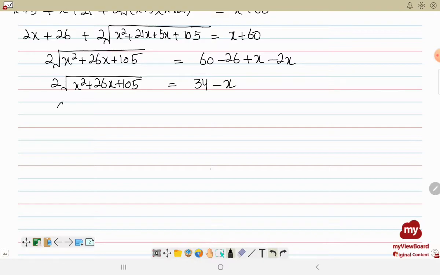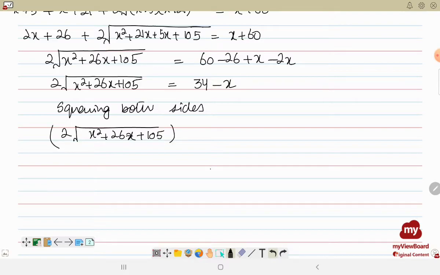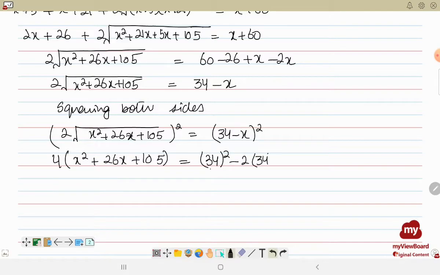We'll take the square again. We'll write squaring both sides, and we'll take the square on both sides like this. 105 whole square, and here on the right hand side this. So the square is on 2, it will become 4. The square is on the radical sign, it will get cancelled. So we are just left with this term. And on the right hand side, we are having the second algebraic identity, which is (a minus b) whole square. So it becomes 34 square minus 2ab plus b square, meaning x square.